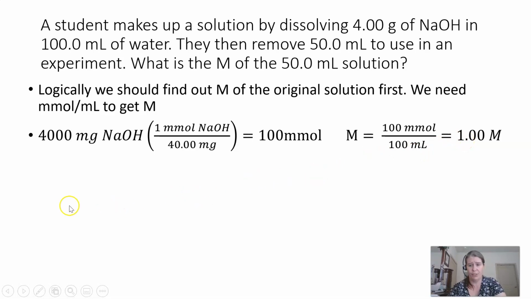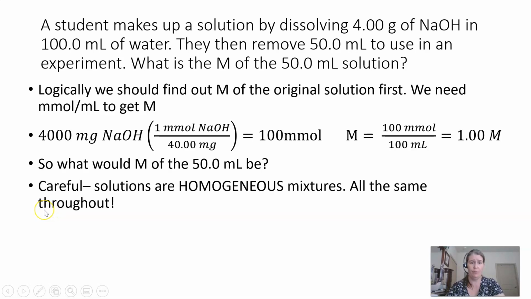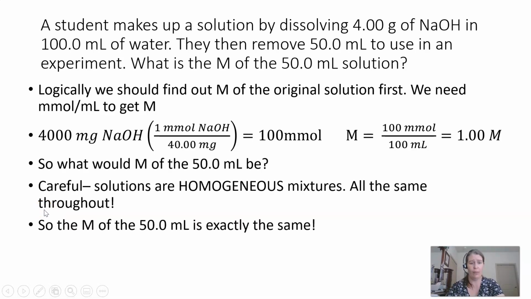But finishing this requires that we remember the definition of a solution is a homogeneous mixture. That means the molarity is the same in the top 50 milliliters as it is in the bottom 50 milliliters, in any sample from anywhere. So if we know what the original molarity is, we know the molarity of any part of the solution. So the molarity would be exactly the same.